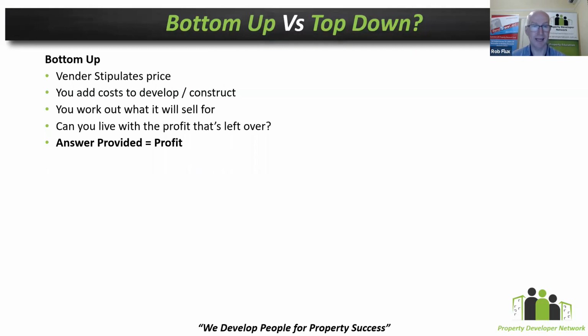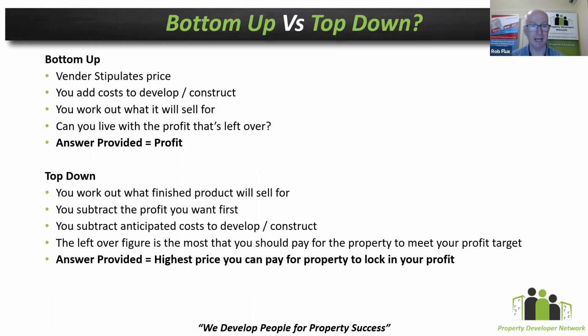Whereas if you look at the exact same numbers, but you look at it in a very different approach, if you take it as a top down, this way what we do is we start with the end in mind and we work out what the finished product will sell for. We firstly subtract the profit that we actually want. Now, anyone who's read Robert Kiyosaki, Rich Dad Poor Dad, rule number one is pay yourself first. So if you want to lock in your profit, then you subtract that from the sale of the finished product right up front.